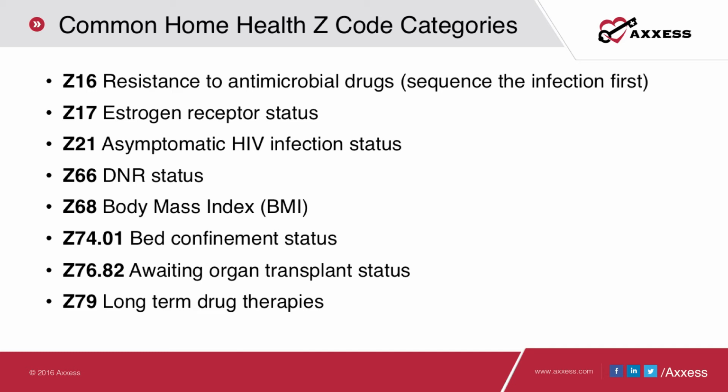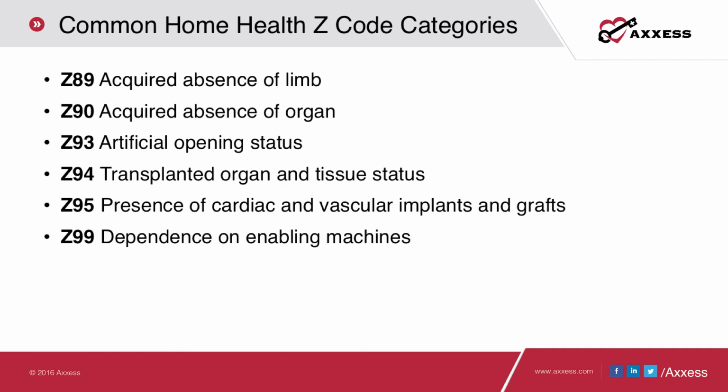Z76.82 is awaiting organ transplant status. Those might be used, for example, on your LVAD patients who are having mechanical assistance and they're getting ready to have a heart transplant. Z79 is your long-term drug therapies. Z89 is acquired absence of limb. That's with our amputees, of course.